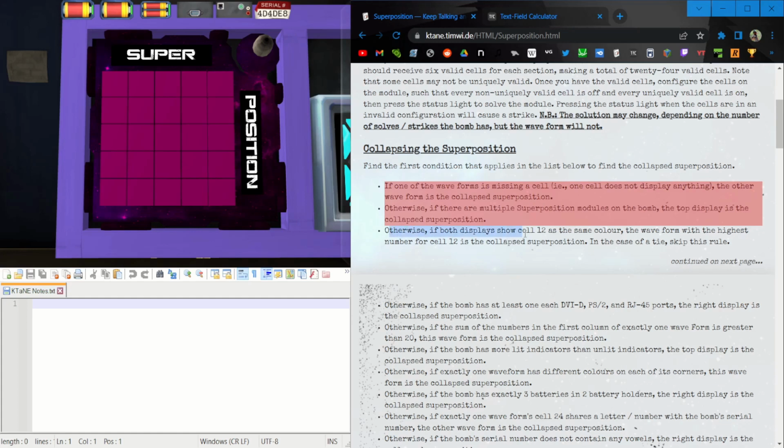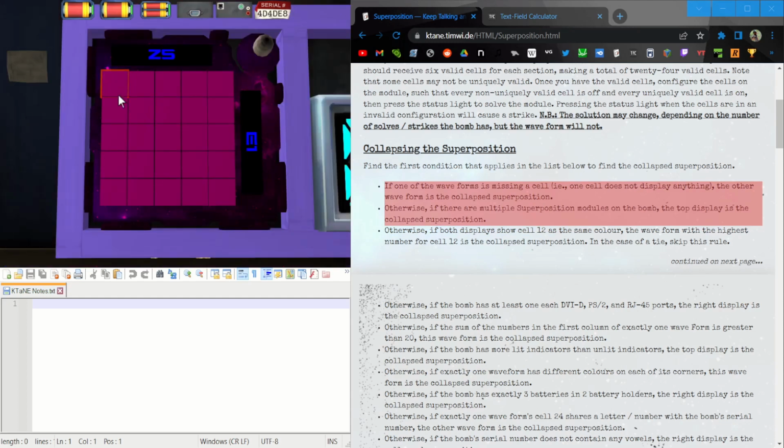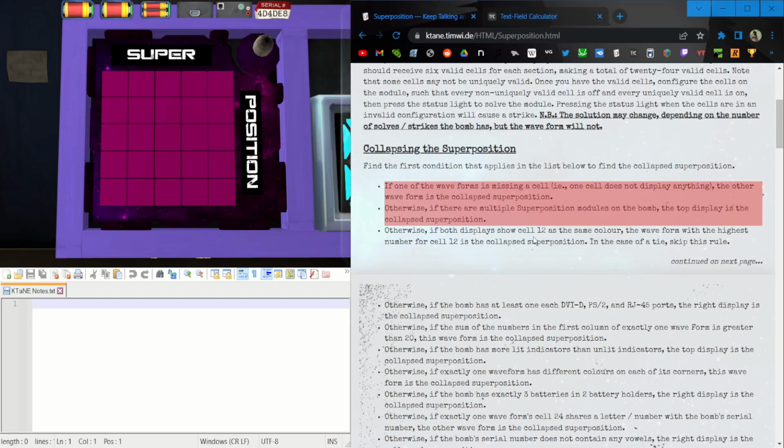If both displays show cell 12 are the same color, I should have mentioned this earlier. The way that the module labels these cells is from 0 to 24 in reading order. So this is 0, 1, 2, 3, 4, 9, 14, 19, and 24. 12 is right in the middle. So in this case, the top color is orange and the right color is yellow. This is not the case, so this rule does not apply.